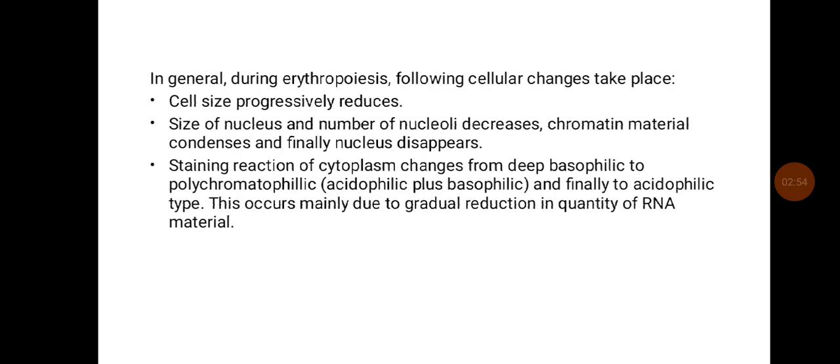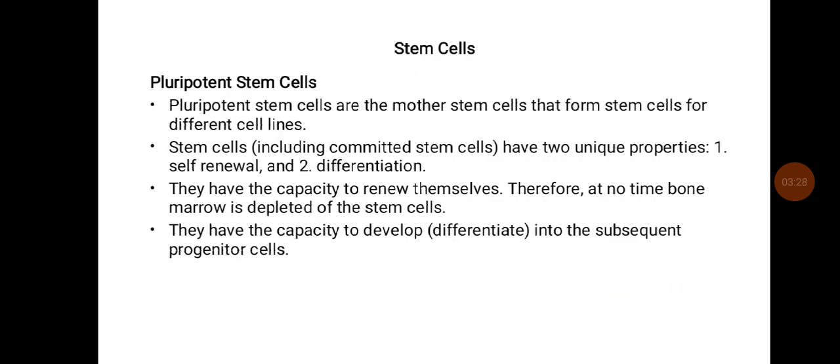In general, during erythropoiesis, the following cellular changes take place. So these are important. Cell size progressively reduces. The size of the nucleus and number of nucleoli decrease. Chromatin material condenses, and finally the nucleus disappears. Staining reaction of cytoplasm changes from deep basophilic to polychromatophilic, that is acidophilic plus basophilic, and finally acidophilic. This occurs mainly due to the gradual reduction in quantity of RNA material in the RBC.